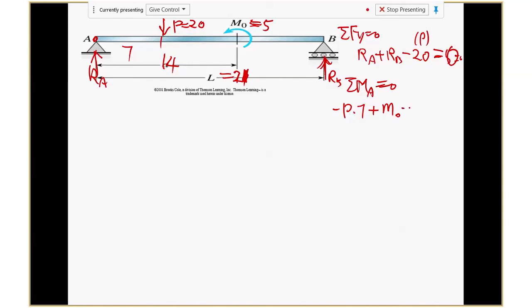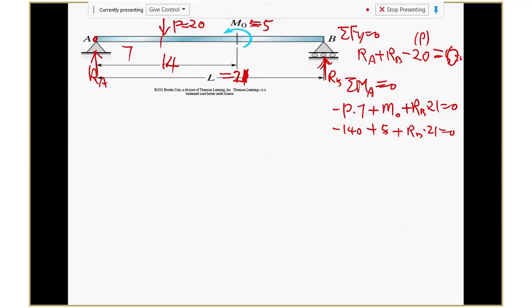Plus RB times 21 equals 0. All right? Okay, so from this one, can we find out RB? So this will be negative 7, so that's 140, right? Then plus 5. Oh, that's too small to cancel anything. All right, then plus RB times 21 equals 0. Okay, so what's RB?